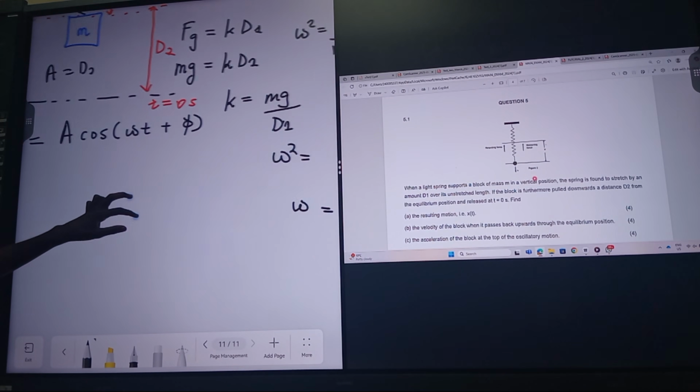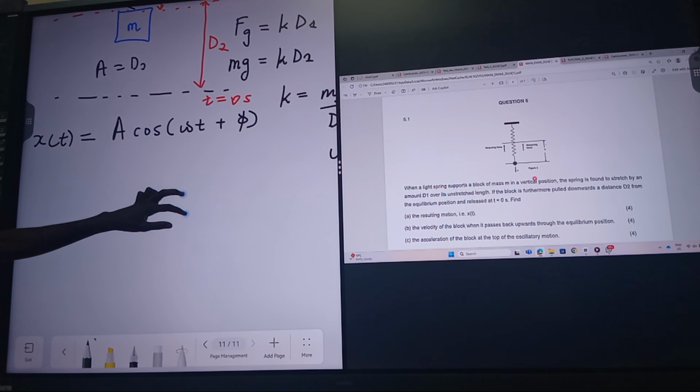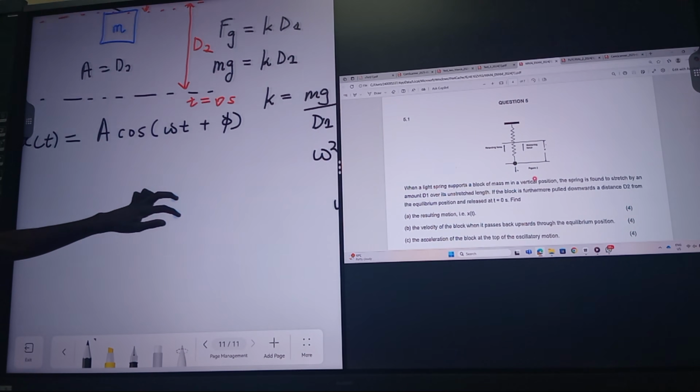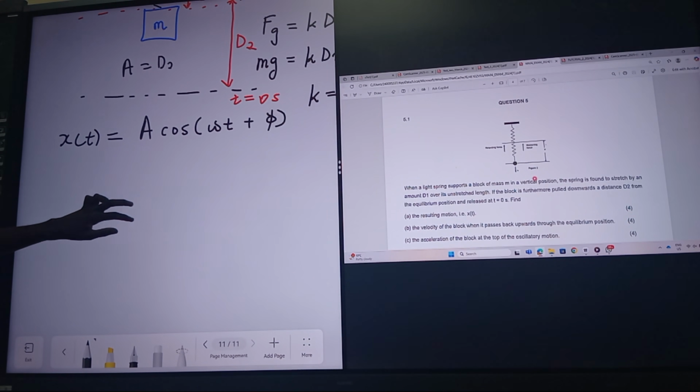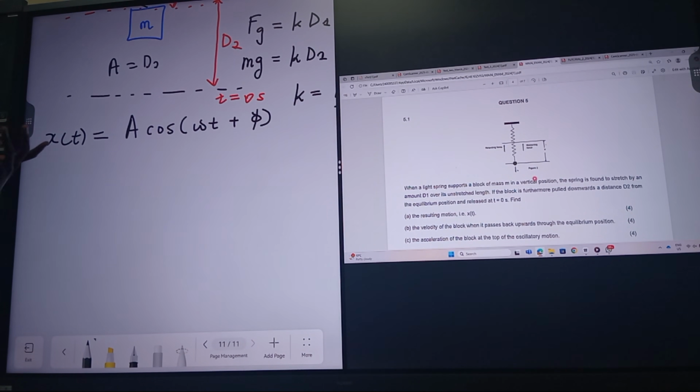Yes. So may I please ask, is this an initial conditions type of thing? Is it going to be an initial conditions type of question? Okay, let's just leave it.